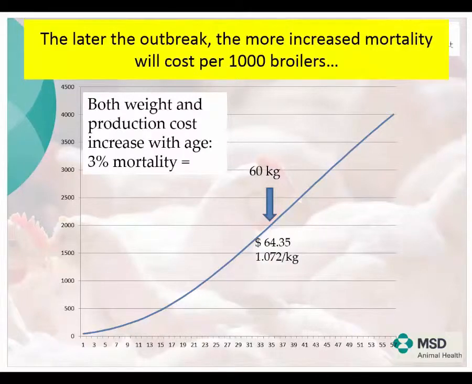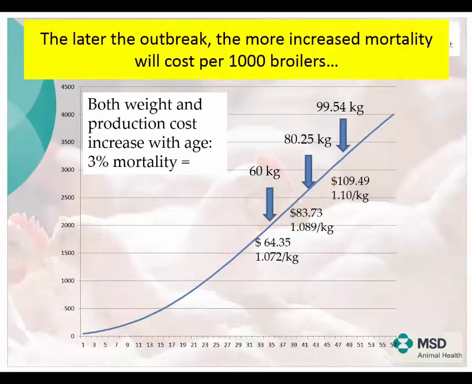And as I mentioned, the later the outbreak, the more increased mortality will give you more cost. Here, for example, you see in the table, when something happens around 35 days and you have 3% mortality, you will lose 60 kg per 1,000 birds. That will cost you, in this case, $35. It will cost you about 1.072 per kilogram.